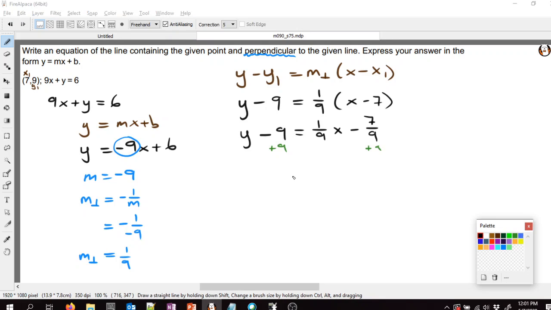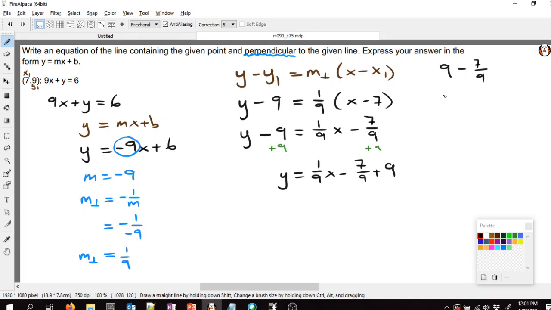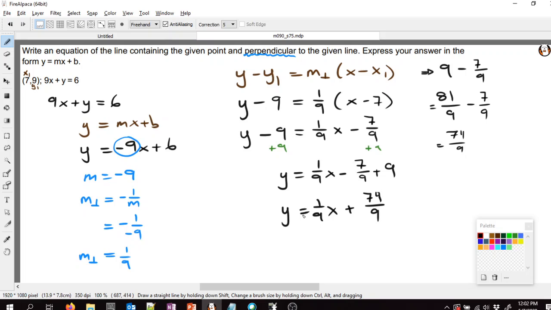which is going to be tricky. Y is equal to 1/9 x minus 7/9 plus 9. So I'm going to rewrite this as 9 minus 7/9. And 9 is 9 times 9, 81/9. This is 74/9. Alright, so as our scratch work, y is equal to 1/9 x plus 74/9. Cool.